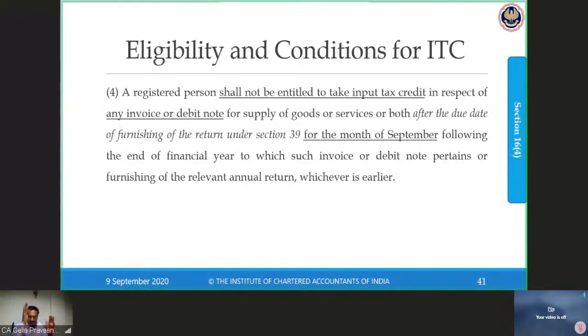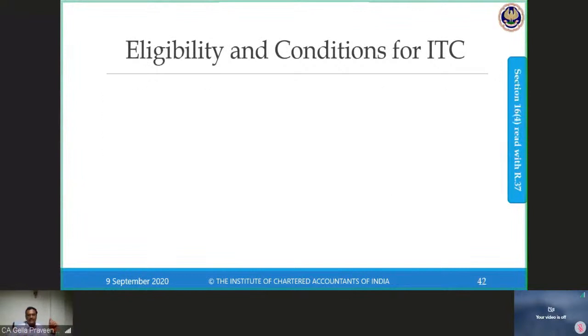Can I take the credit? Subsection 4 says that for any particular financial year, 6 months from the end of the financial year, that is my due date for filing the return for the month of September. April to March, my financial year gets over. 6 months from the end, that is the September return. What is the due date for filing my September return? If your September return is due on 20th October, my bill pertaining to October 2018, whatever I have not taken, on or before 20th October, I can account for it and claim the input tax credit. That is what they say.